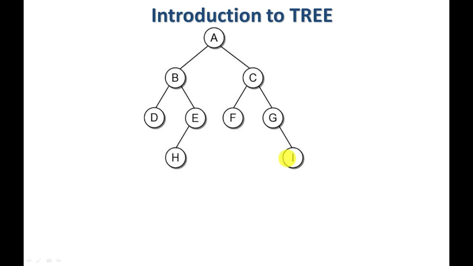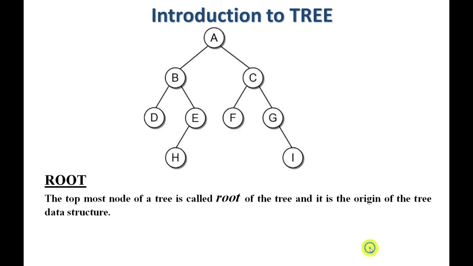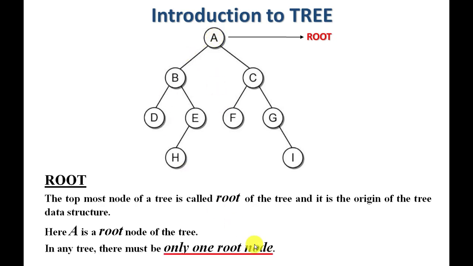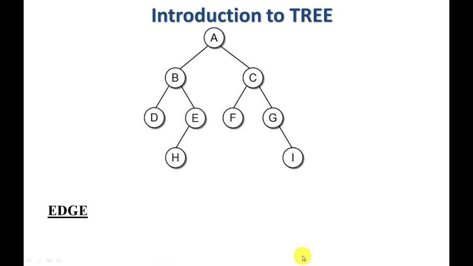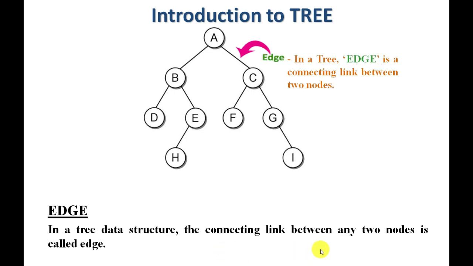Now, I am introducing some terminology that we use for the tree data structure. First, root. The topmost node of a tree is called the root, and it is the origin of the tree data structure. Here, A is the root of this tree, and there must be only one root node in a tree. Next, edge. The connecting link between any two nodes is called an edge. Here, this link between A and C is an edge. Similarly, the connecting link between A and B is referred to as an edge.